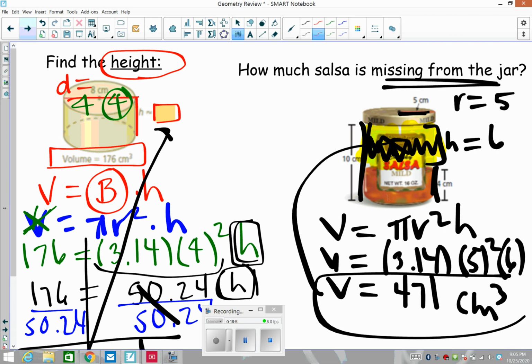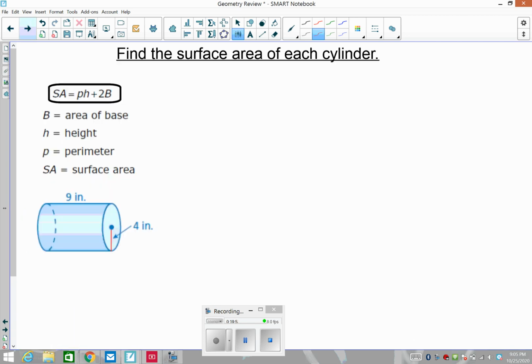All right, here we go. So surface area. What is the surface area of the cylinder? This is the formula given right here. Perimeter really means circumference, just a little reminder on that. And we know that the bases are circles here.